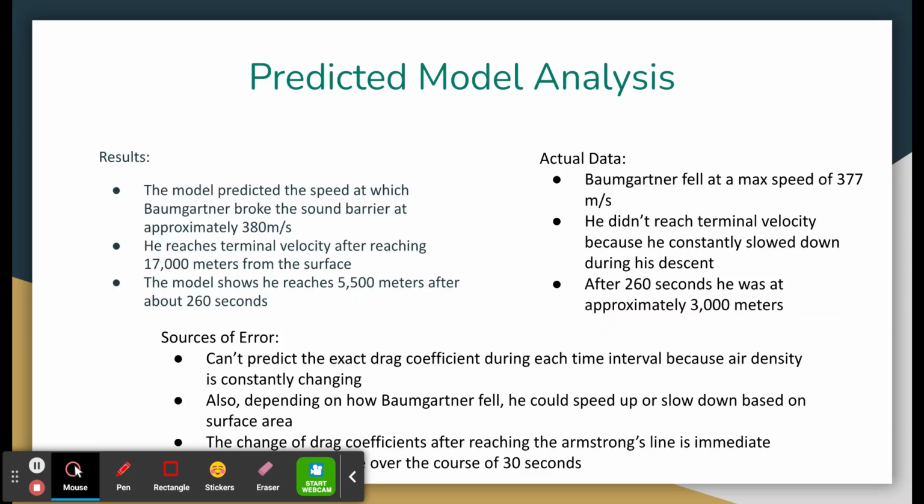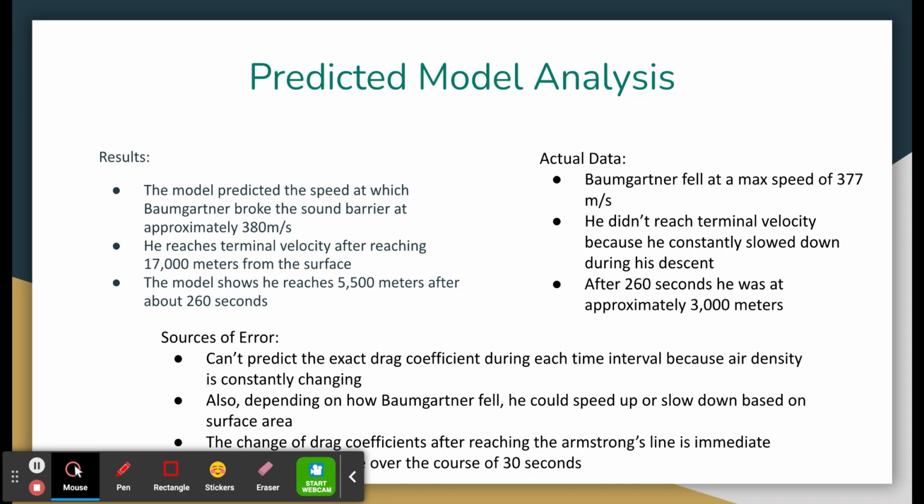So pretty much what we can predict is that Baumgartner does break the sound barrier. He reaches it around 18,000 meters high in the air. And then we do see after that, he reaches terminal velocity in the model, which is anywhere above 17,000 meters until when he pulls his parachute at around 5,500 meters at 260 seconds.